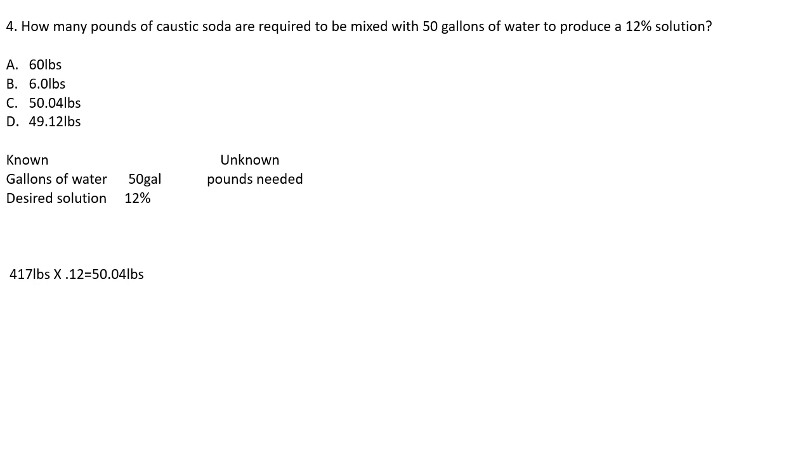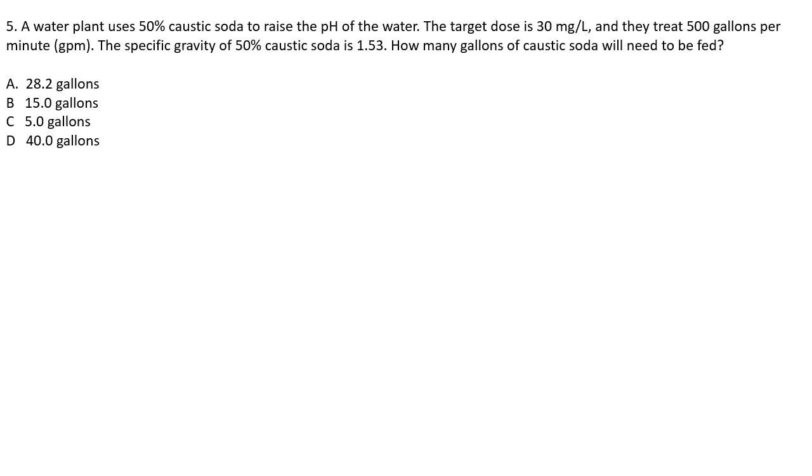417 times 0.12 equals 50.04 pounds, because again, we were looking for pounds needed. Question 5. A water plant uses 50% caustic soda to raise the pH of the water. The target dose is 30 milligrams per liter, and they treat 500 gallons per minute. The specific gravity of 50% caustic soda is 1.53. How many gallons of caustic soda will need to be fed?